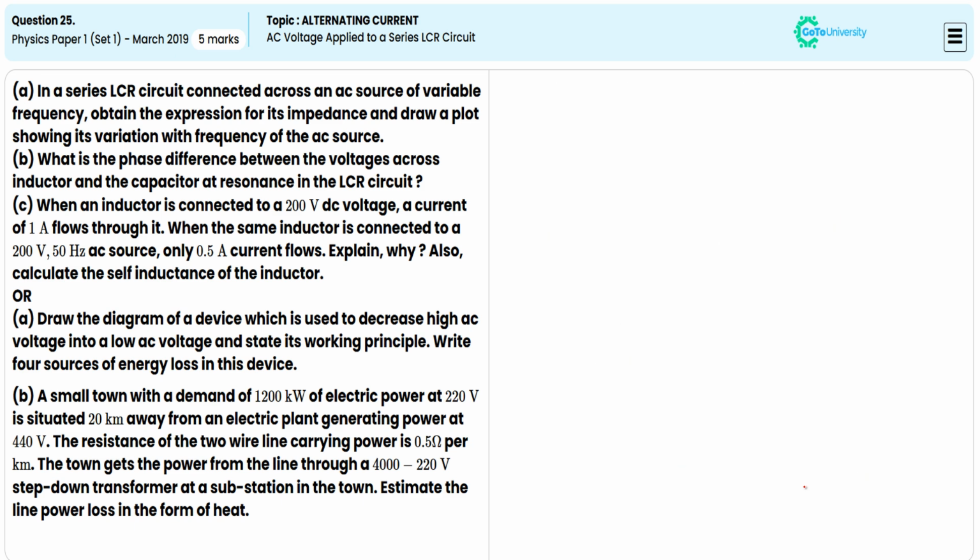Next question: draw the diagram of a device which is used to decrease a high AC voltage into a low AC voltage and state its working principle. Write four sources of energy loss in this device. This is the diagram of the device. Here the primary coil is there, and here the secondary coil is there.